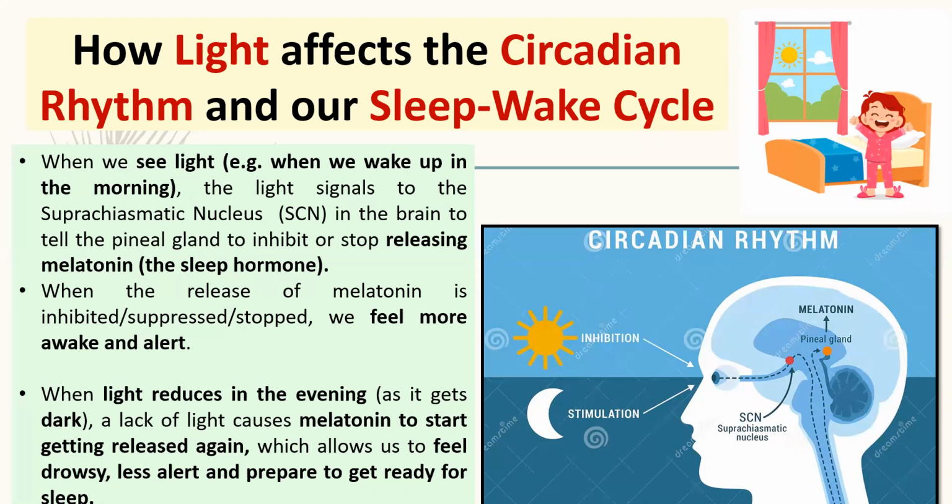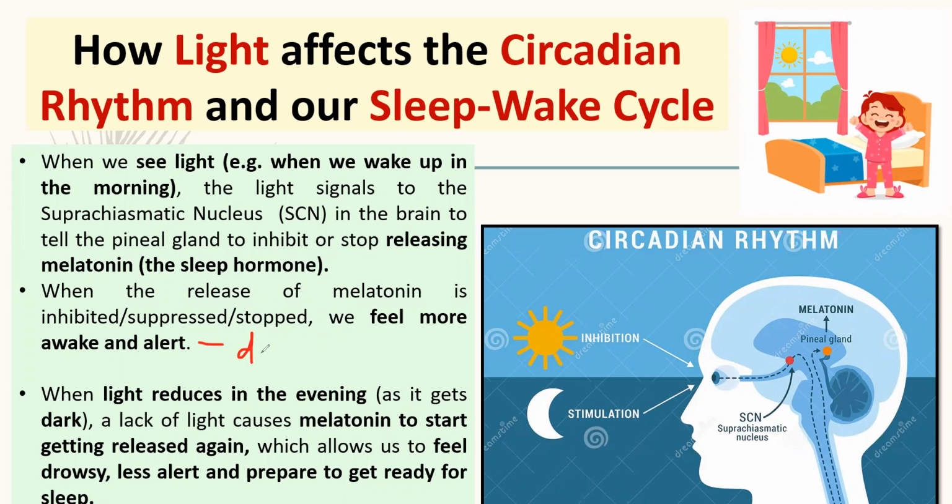when we see that light, our brain actually signals to something called the suprachiasmatic nucleus in the brain to tell the pineal gland, which is responsible for releasing melatonin, to actually stop. So you see the light and then the brain tells the pineal gland, stop releasing melatonin. When the brain tells the pineal gland to stop releasing melatonin, we feel more awake. We feel more alert. We basically don't feel sleepy anymore, okay?